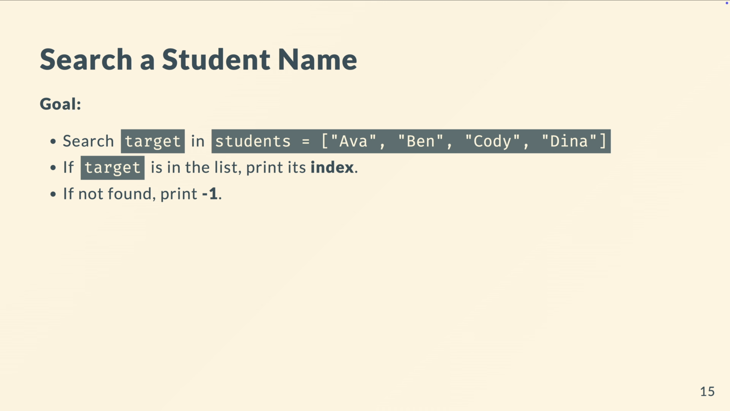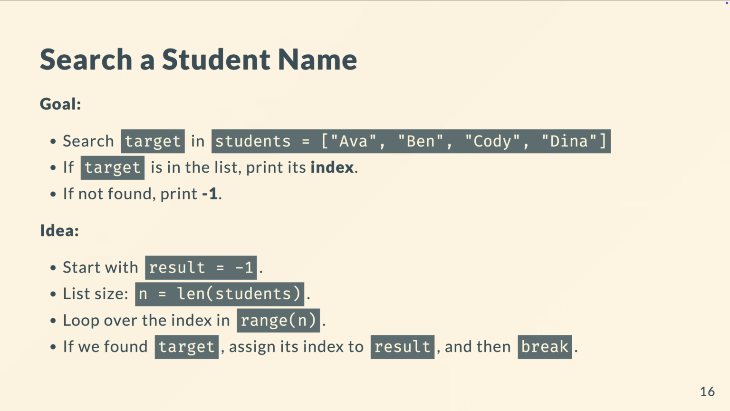Now we will search a list of student names. Students is a list containing Ava, Ben, Cody, Dina. If target is in the list, print its index. If target is not found, print -1.